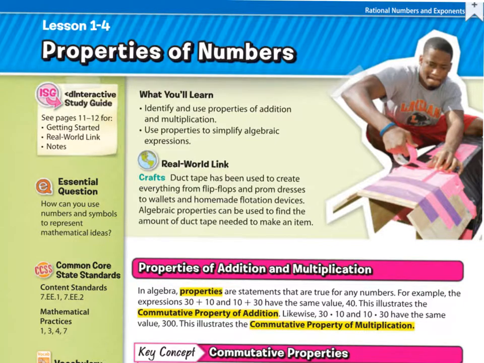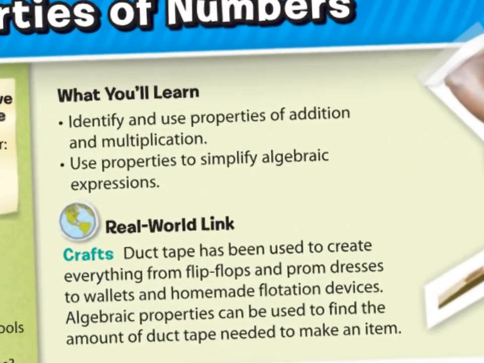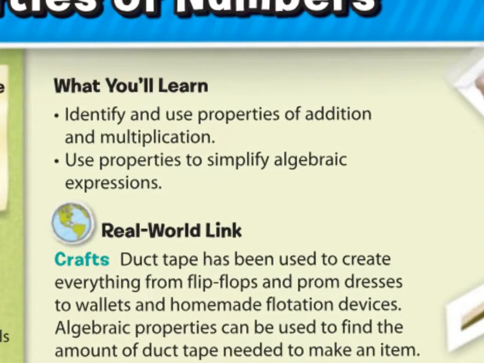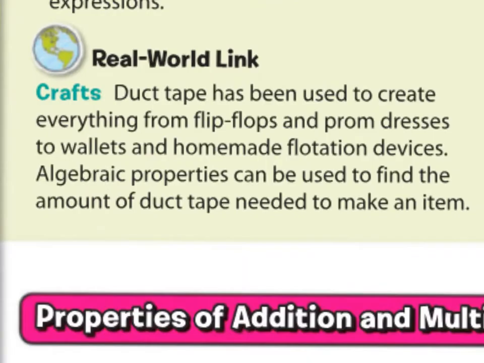For this lesson, we're going to be learning about properties, certain rules or ways of doing math, and we identify them as properties. So identify and use properties of addition and multiplication. So a certain way or characteristics or features in the way we add and multiply, and use properties to simplify algebraic expressions.